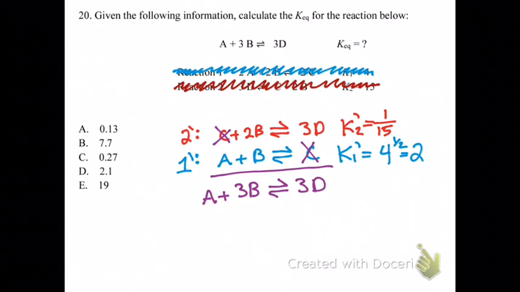Now, wait a minute. Where does that look familiar from? This seems familiar. Wait a minute. Hark. It's the reaction that we're looking for.